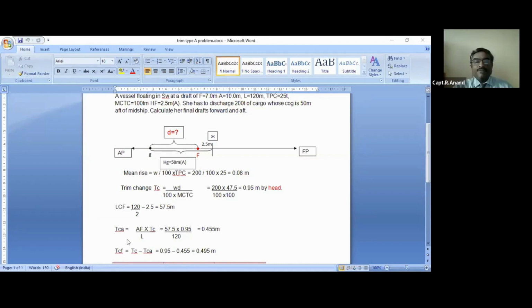So this trim change aft means, in simple words, how much of this total trim change is affecting your aft draft. That's what is trim change aft. And as somebody pointed out, trim change forward is nothing but total trim change minus trim change aft, 0.95 minus 0.455. That comes to 0.495. Is this understood so far? Correct. Any step not clear?